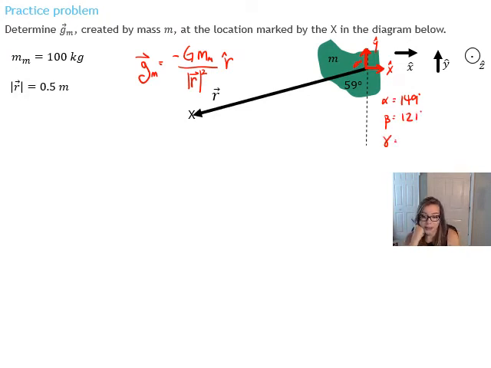And angle gamma is just going to be 90 degrees because z hat is coming out of the board, and our vector r lives on the plane of the board. So those are automatically 90 degrees to each other. So I have my angles. Now I'm going to put that into component form.